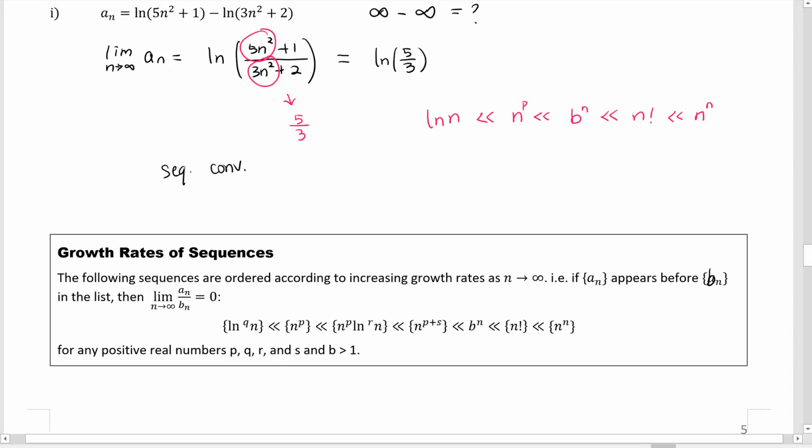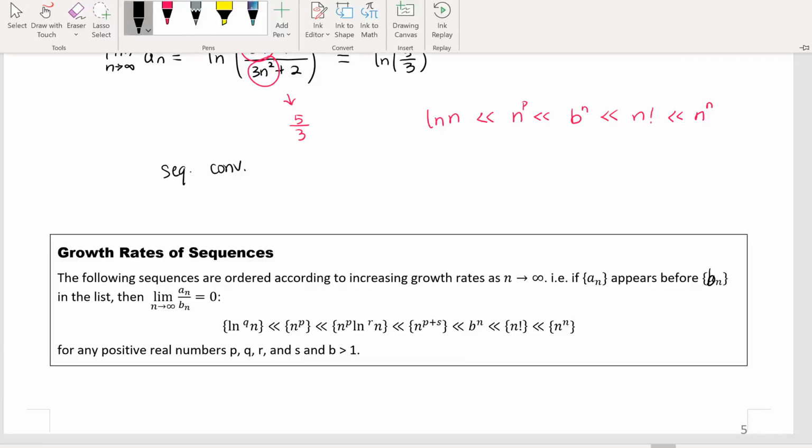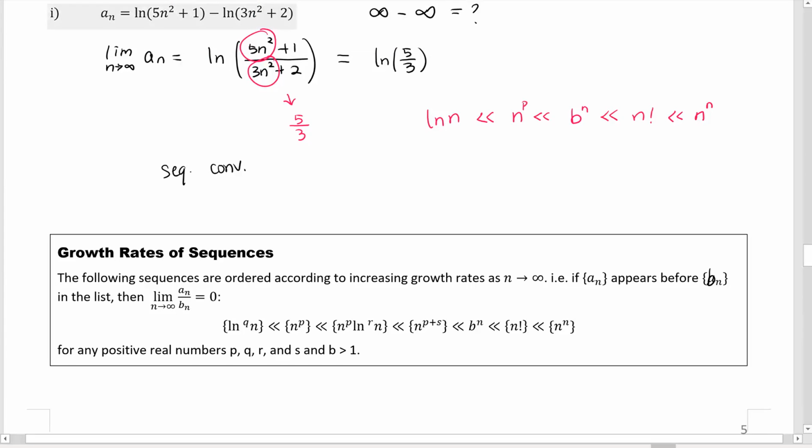Imagine there are 5 guys in a race. Who is the first place? The first place is n to the n. Second place, n factorial. Third place, b to the n. The fourth one is n to the p, and the last one is ln of n. So how do I remember this? Let me just imagine an example.